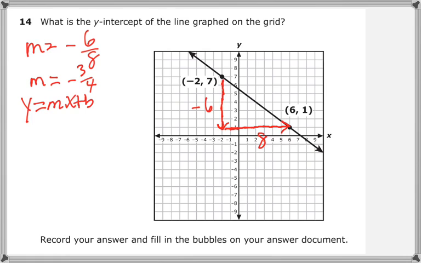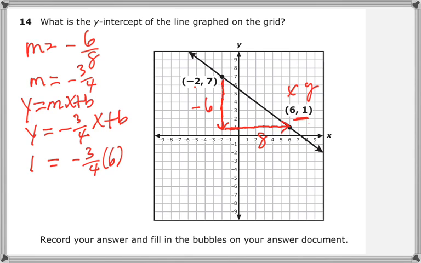Now we're going to use the slope-intercept form of the line, which is y equals mx plus b. We just found out that our m value, our slope, is negative 3/4, so y equals negative 3/4 x plus b. We can use either one of these 2 points to find out what b is, which is our y-intercept. Let's use this point here. Our x value is 6, our y value is 1, so we replace y with 1 and replace x with 6, and we have plus b.